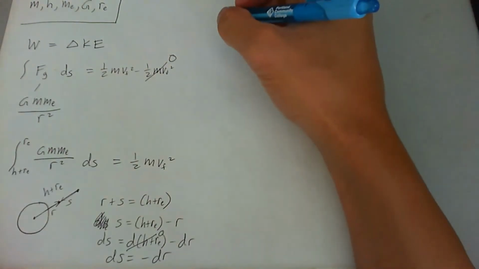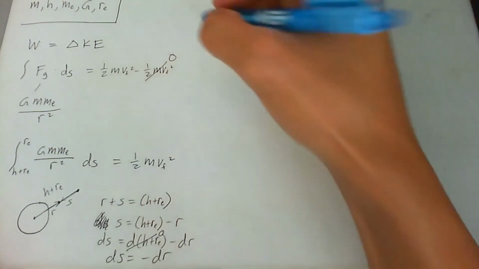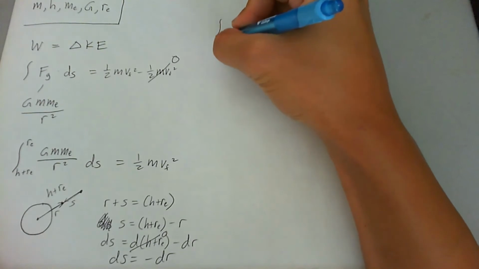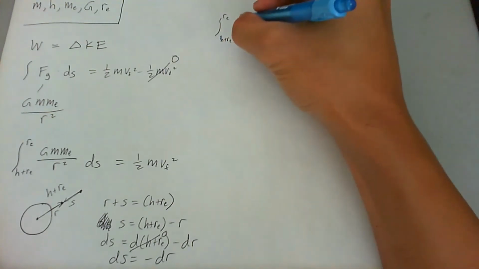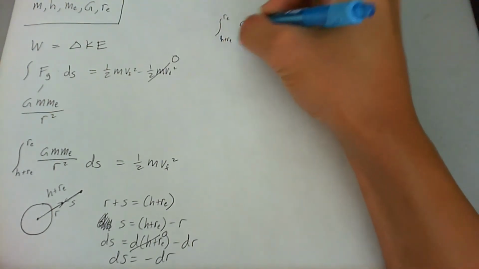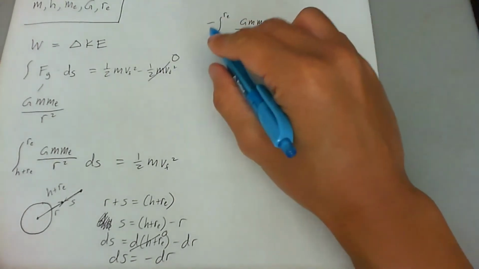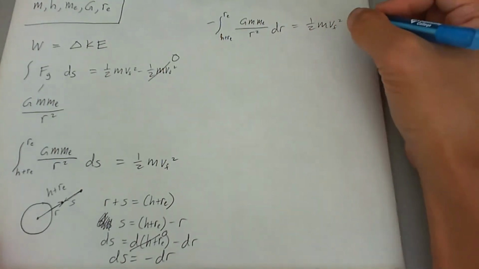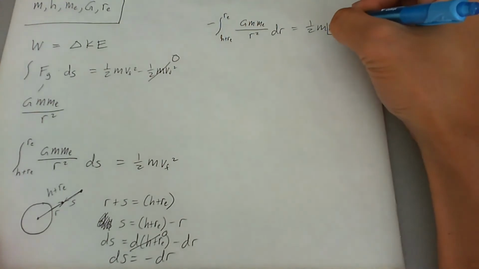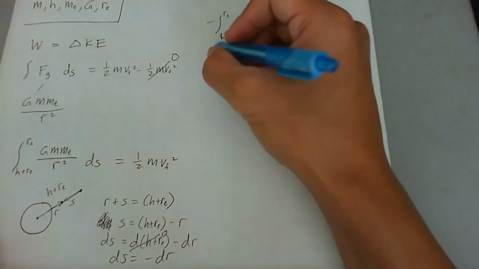So now let's write that in. We'll do a variable transformation from ds to negative dr. We're going to have h plus R_E being the initial height of the diver, R_E being the final height, G M M_E over r squared, and now it's going to be negative dr. I put the negative out in front. It's going to equal 1/2 m v_f squared, and we are looking for the final velocity. So let's solve this and then solve for v_f.